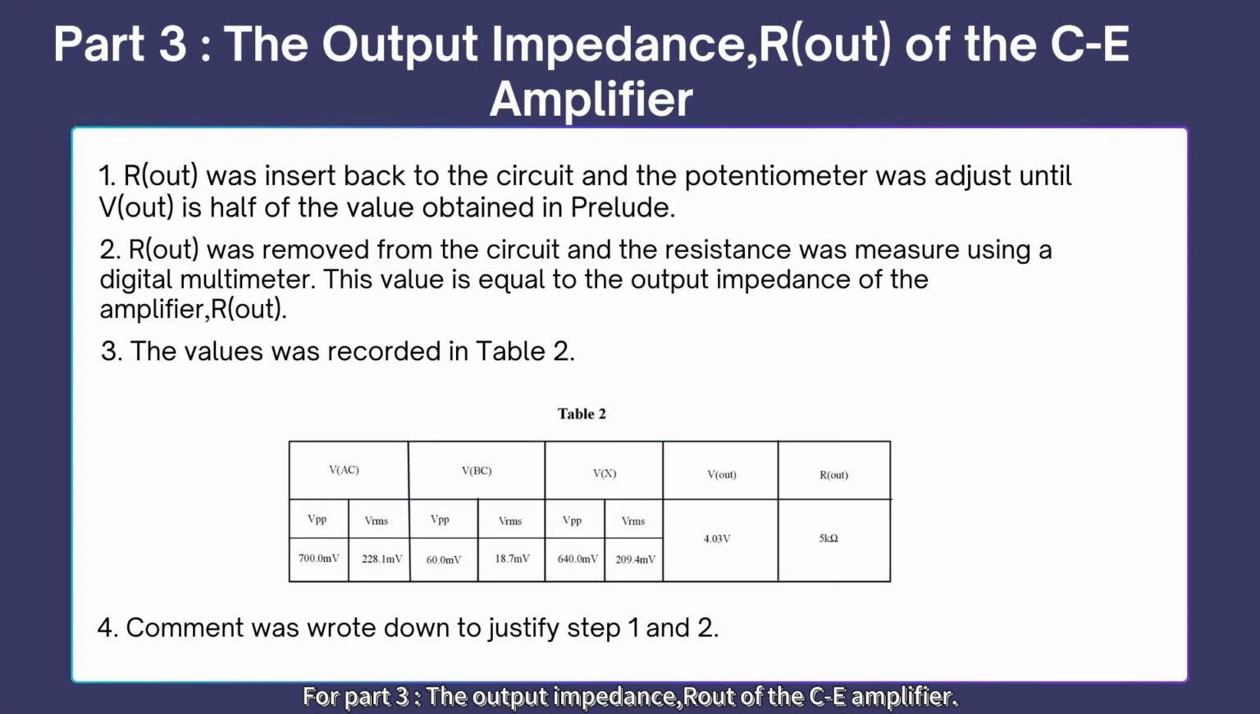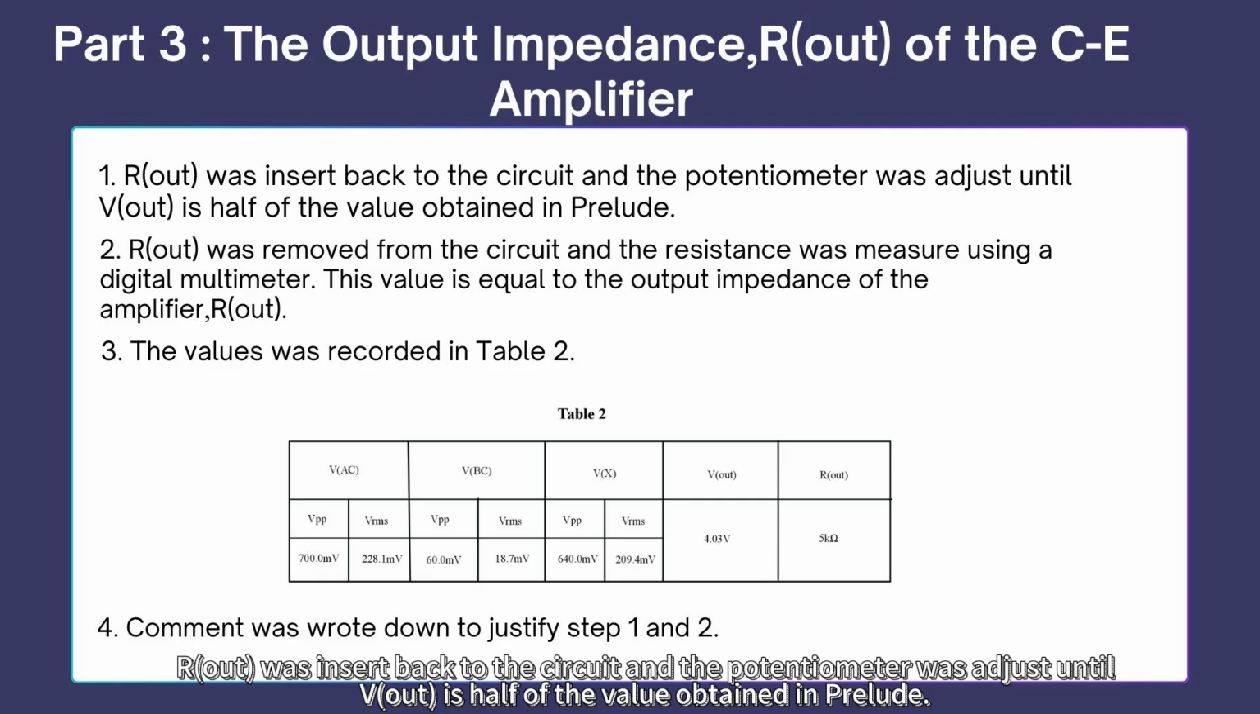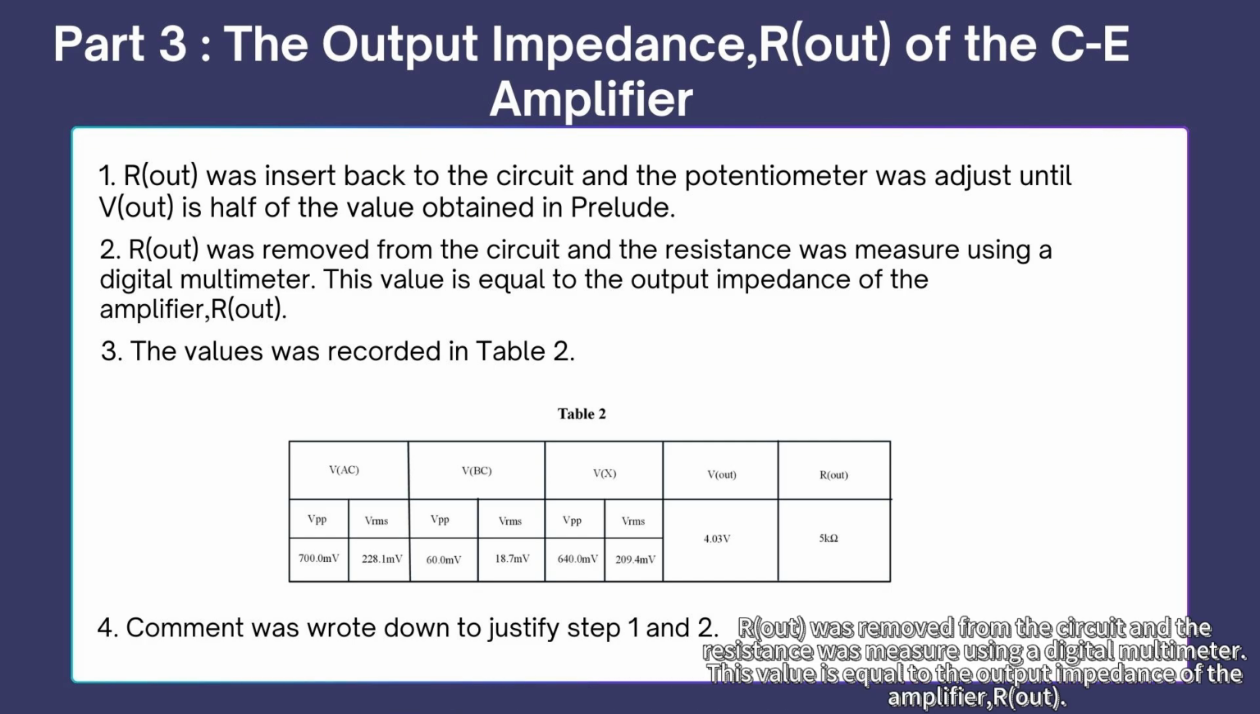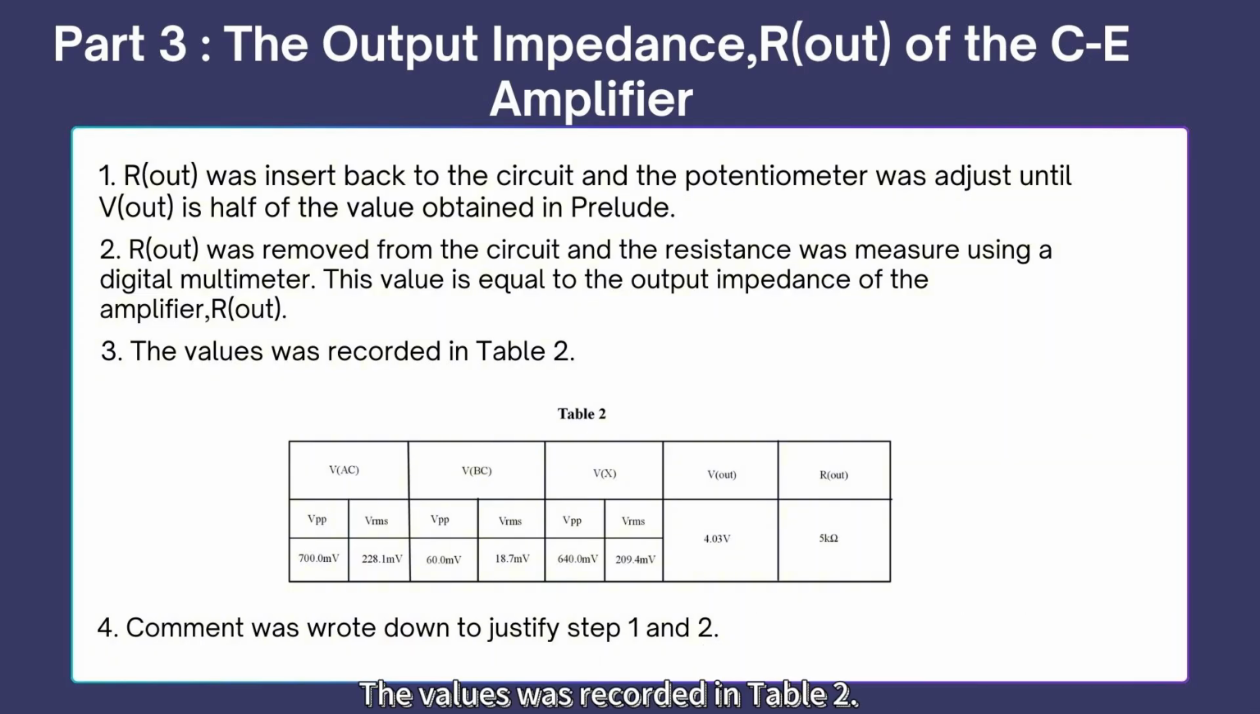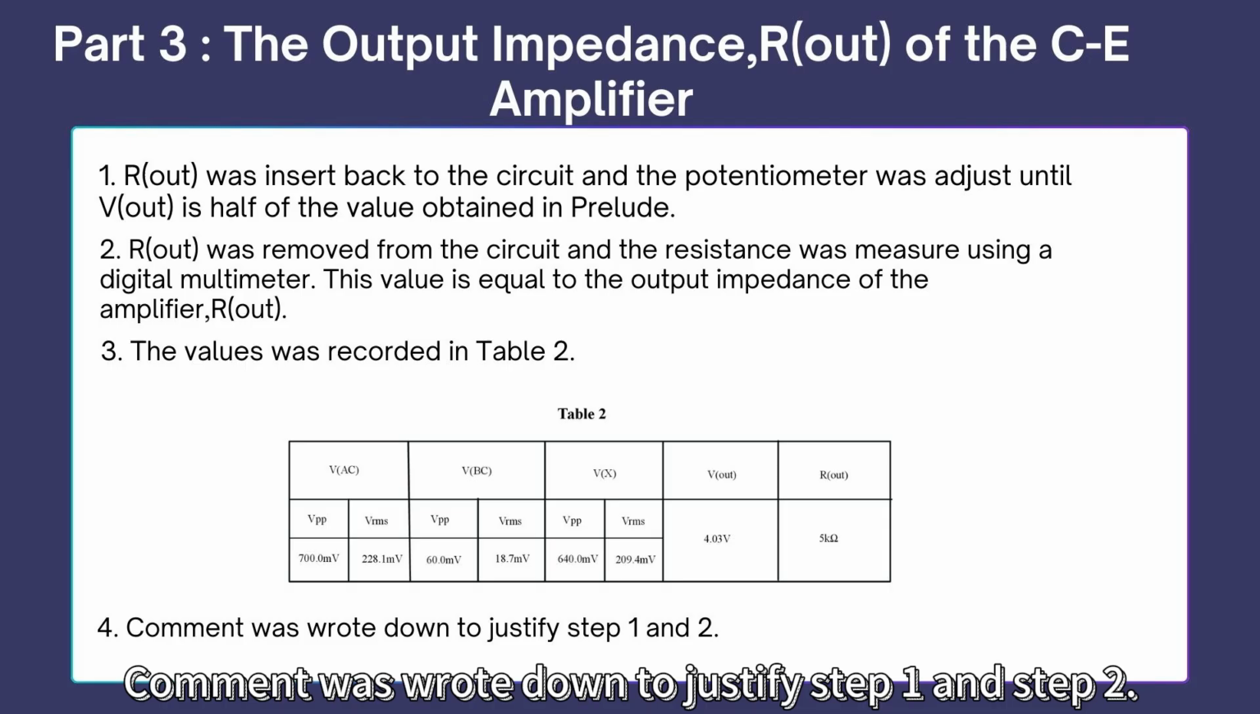For part 3, the output impedance Rout of the CE amplifier. First, Rout was inserted back into the circuit and the potentiometer was adjusted until Vout is half of the value obtained in prelude. Second, the Rout was removed from the circuit and the resistance was measured using a digital multimeter. This value is equal to the output impedance of the amplifier Rout. Third, the value was recorded in table 2. Fourth, a comment was written down to justify step 1 and step 2.